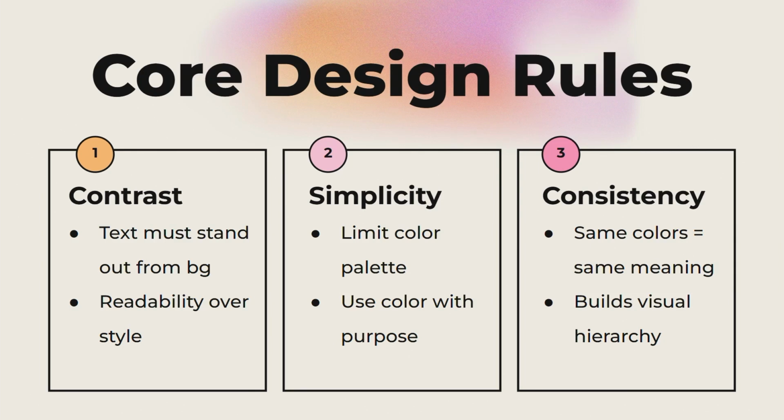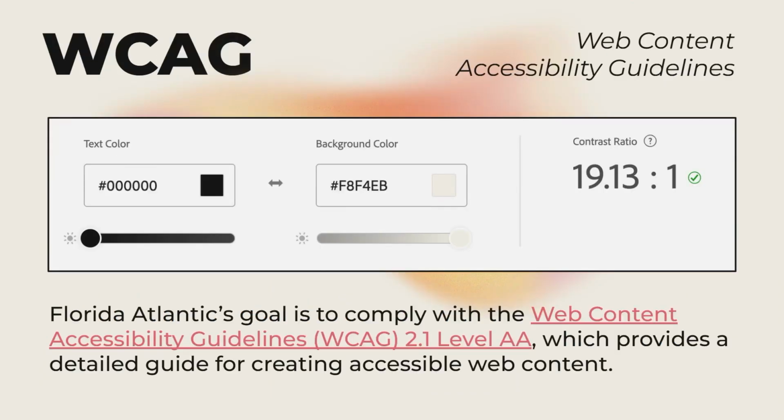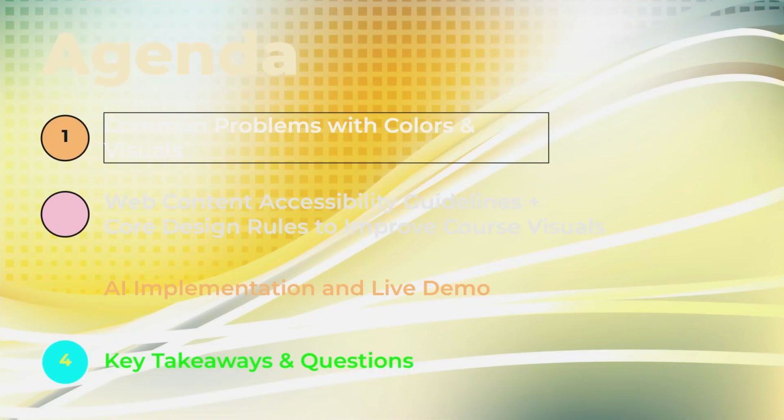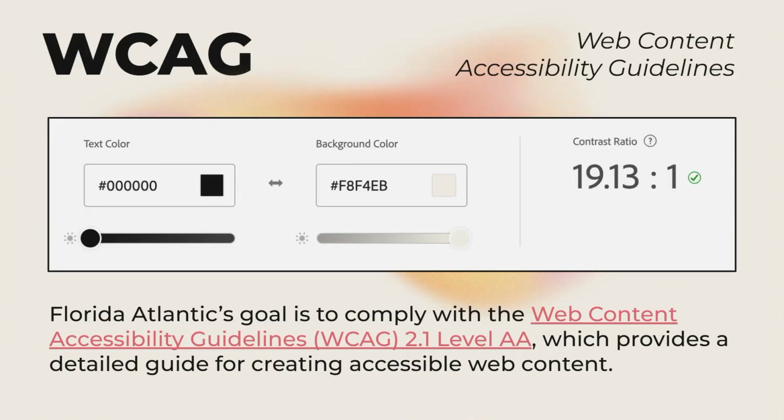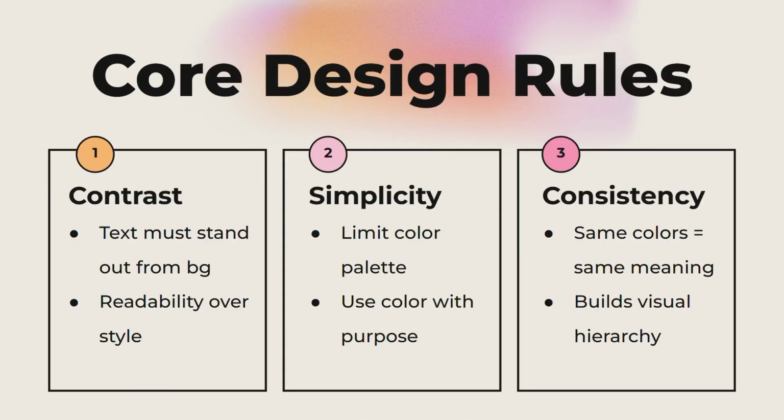Next is simplicity. If we go back to the previous example that we had, which is crazy, it is not simple. There is a pattern in the background. There are too many colors, too many elements. They're not consistent. It's confusing. So to correct that, we make it simple. We limit the color palette that we have, and we use the colors that we choose with purpose.